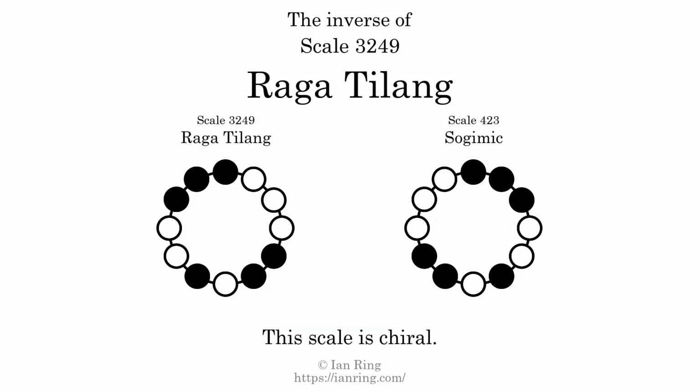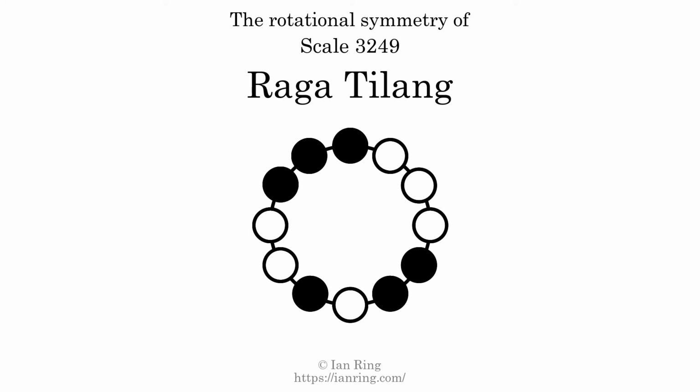The inverse of a scale is a mirror image. It is what you get when the sequence of intervals is reversed. The inverse of this scale is scale 423, also known as Sajimic. This scale is chiral. It cannot transform into its inverse by rotational transformation. This scale has no rotational symmetry.